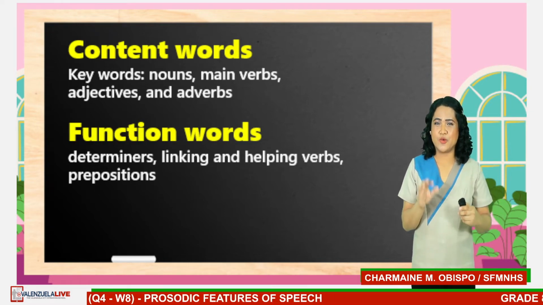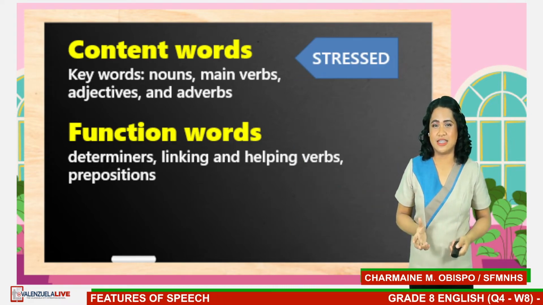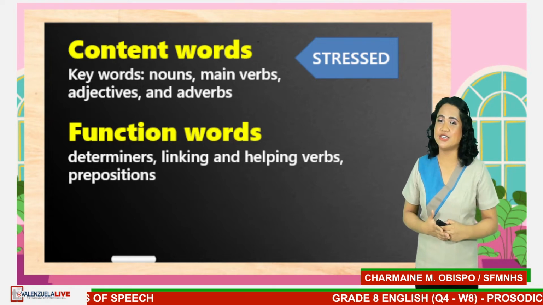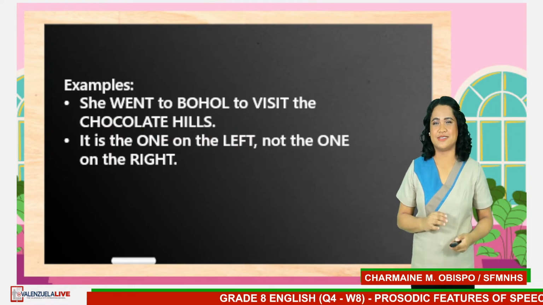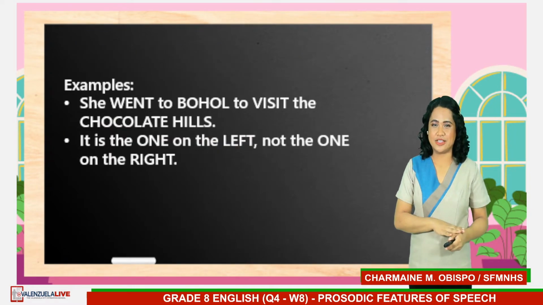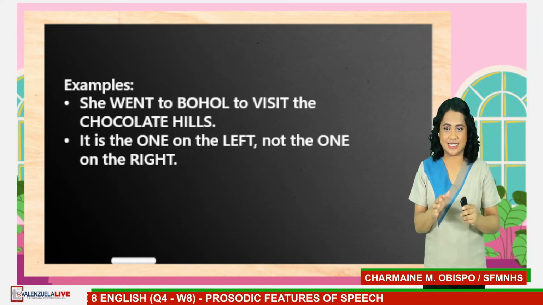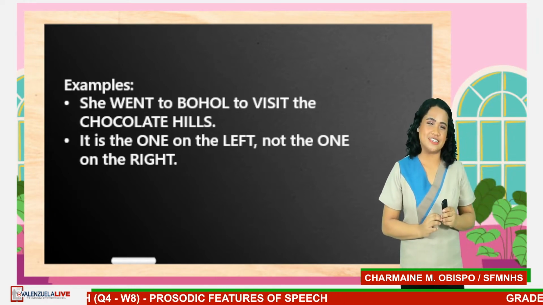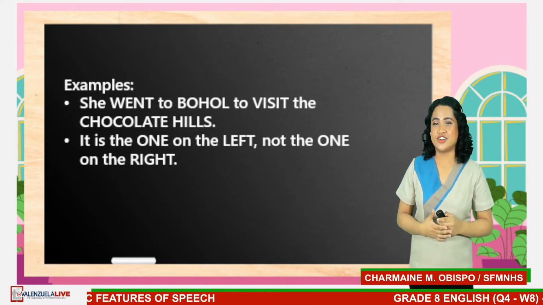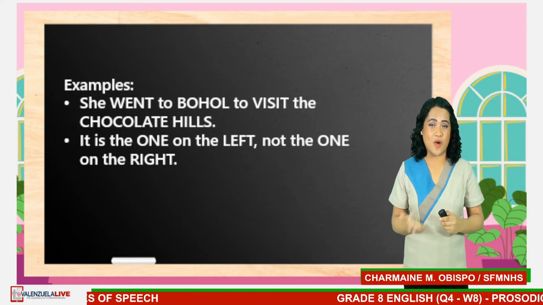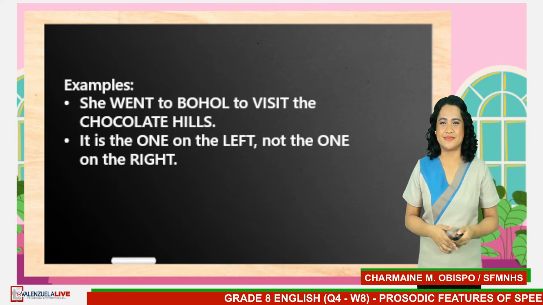In speaking, we usually put more stress or prominence on content words like nouns and verbs, and less on function words such as prepositions and linking verbs. In this example, the words in capital letters are the content words that should receive stress. Let's emphasize those words with an increase in loudness. Let's read it. She went to Bohol to visit the chocolate hills. It is the one on the left, not the one on the right.